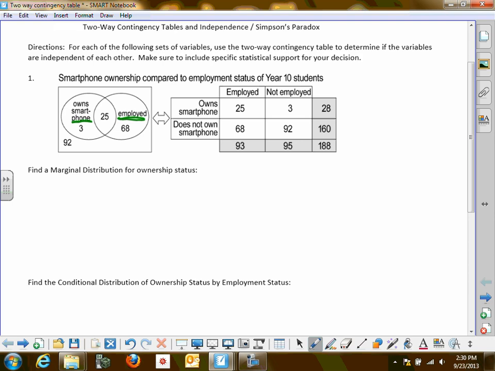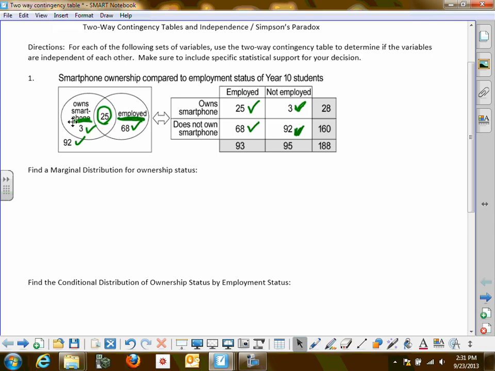Okay. What would this 25 in the middle mean? They are employed and they own a smartphone. Good. And that's what this says here. They are employed and they own a smartphone. Okay. This 68, however, would be what? Employed and do not have a smartphone. So that would be here. Employed and then not having a smartphone. Okay. Look at this 3. These 3 do what? Own a smartphone but are not employed. So these own a smartphone but are not employed. And the final 92 do what? Neither. They do not have a smartphone and they are not employed.